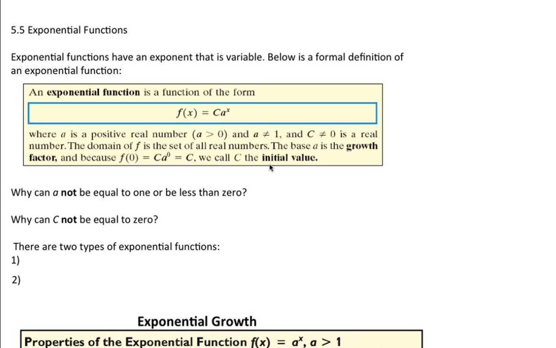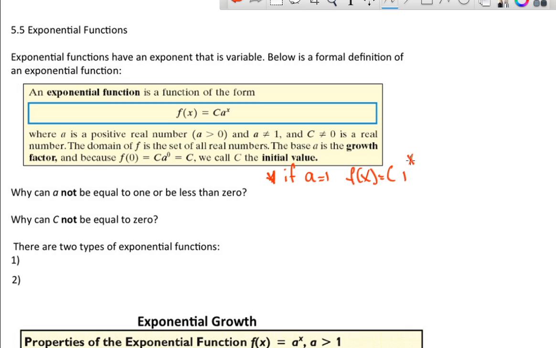So let's look at a couple of those things. Why can a not be equal to 1? Let's see what happens if a is 1. If a is 1, then I can fill in the 1 here. And 1 to any power is just 1. So then you just get c times 1, which is c. Well, that's a constant function, a constant function with whatever value c is.